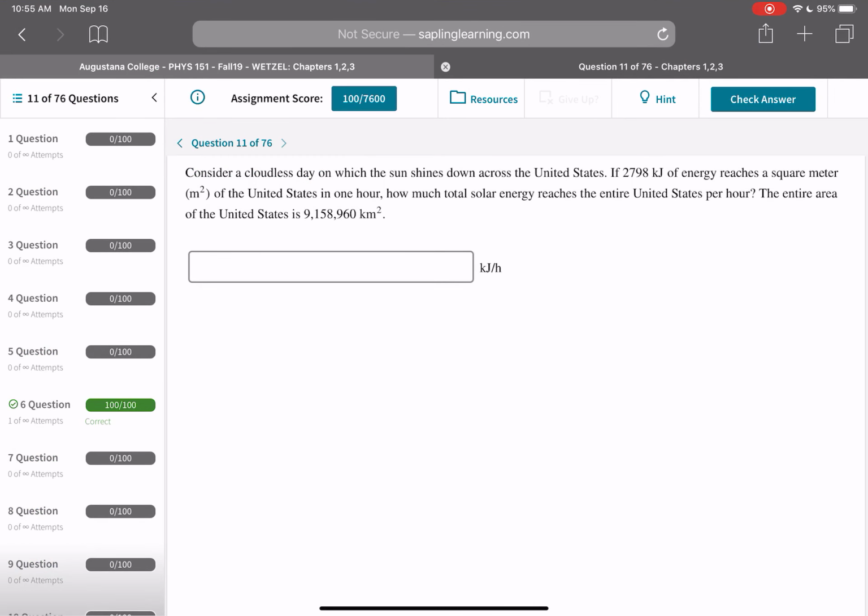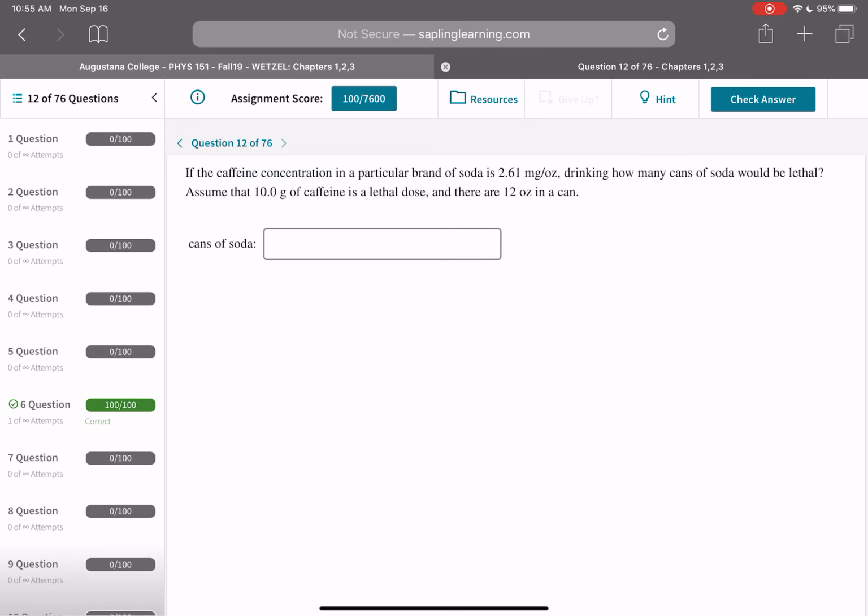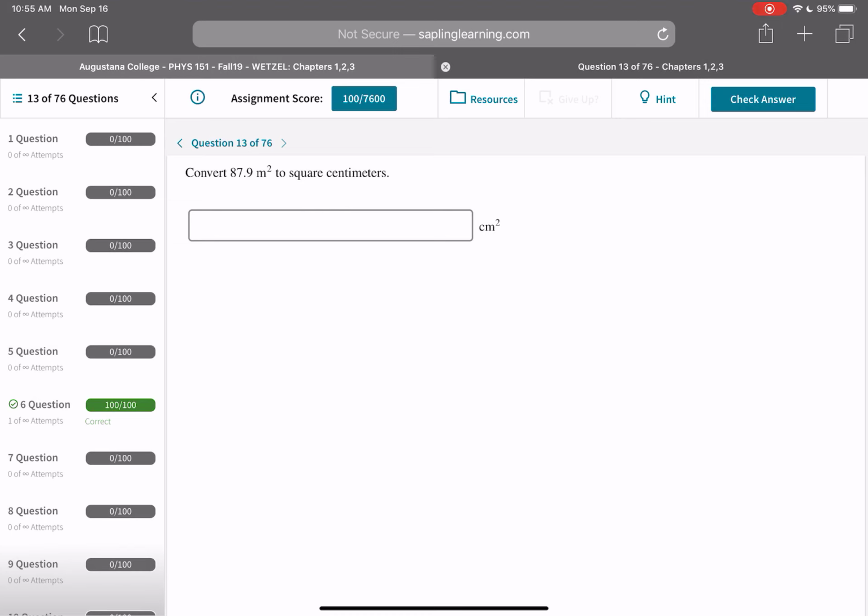Okay, next. If caffeine concentration in a particular brand of soda is 2.61 milligrams per ounce, how many sodas would be lethal? Okay, another conversion factor. 10 grams is a lethal dose, 12 ounces in a can. So you want to figure out how many cans. Well, first of all, you figure out how many ounces will kill you. So how many ounces are in 10 grams of caffeine, and then go from there.